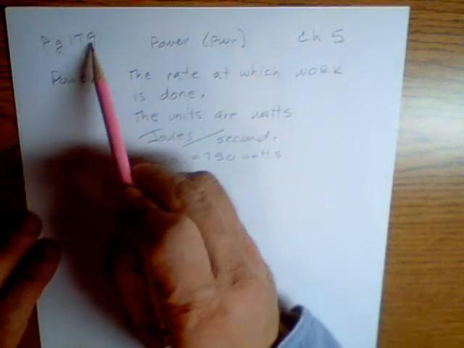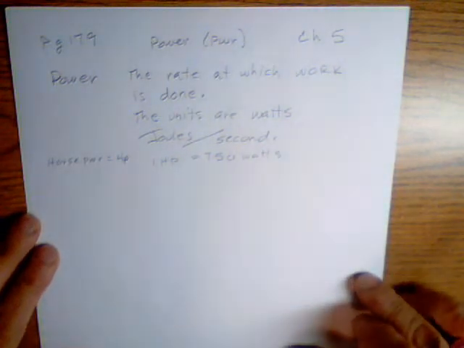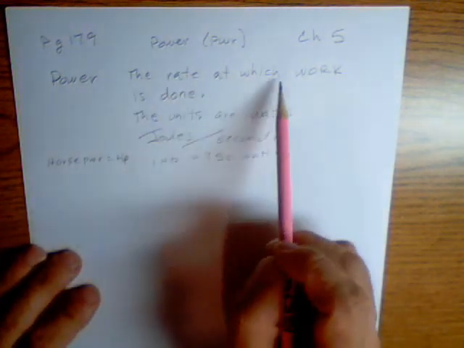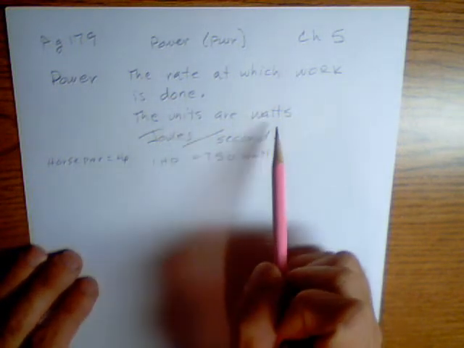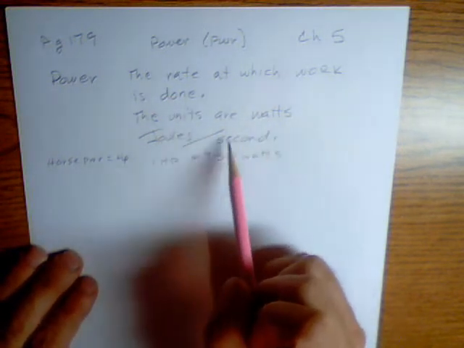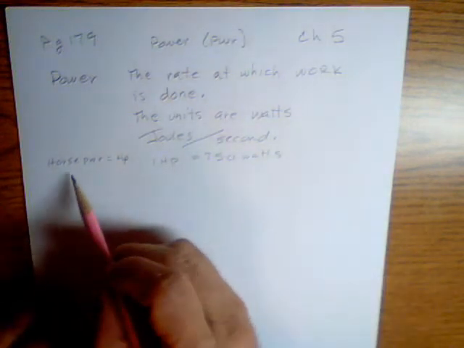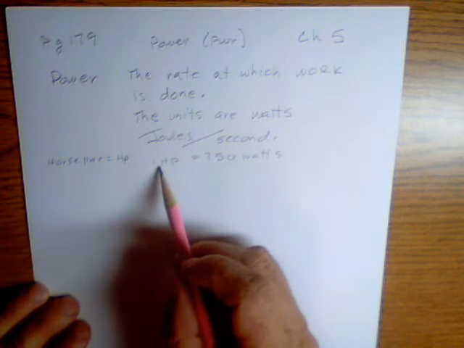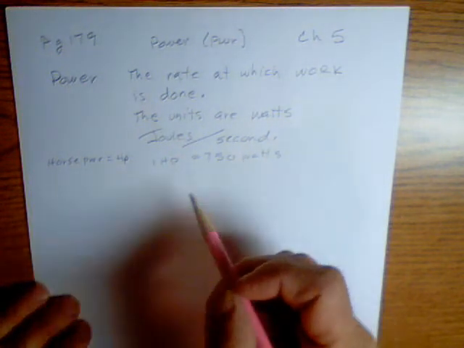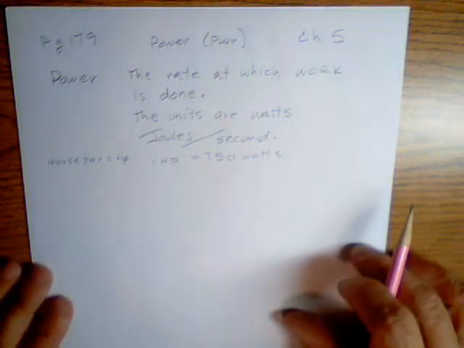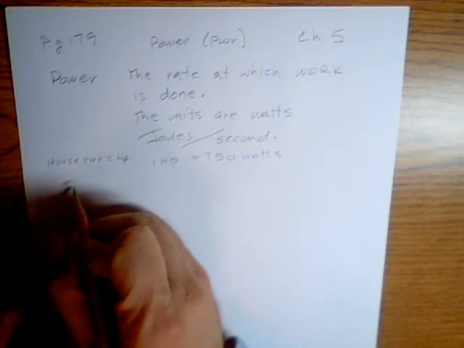I'm on page 179, we're still in chapter 5, and power is the rate at which work is done. The units are watts, and those are joules per second. Now we're going to frequently refer to horsepower. Horsepower is 750 watts. And that's all a horsepower is. Let's see if I could illustrate what power is.